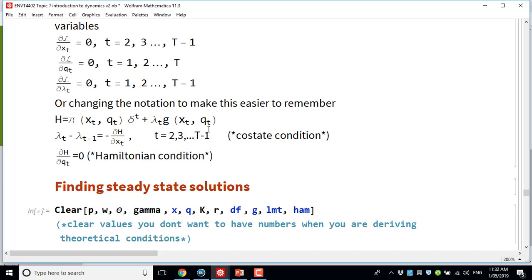Okay, so this is Pontryagin's approach, and it makes more sense for economics.